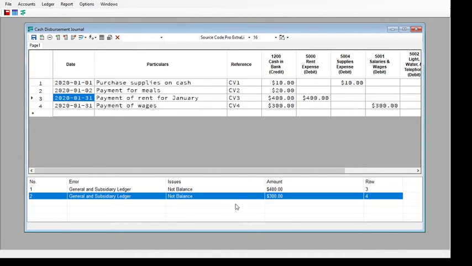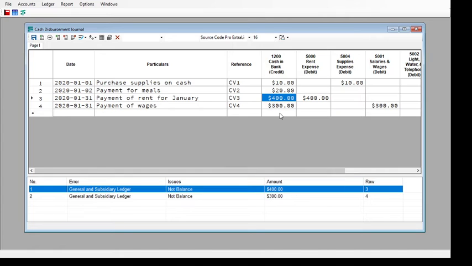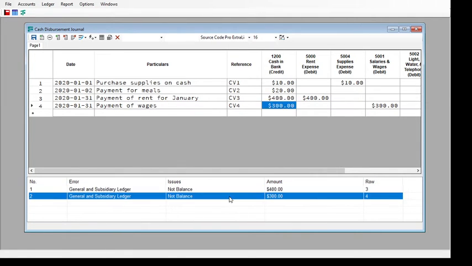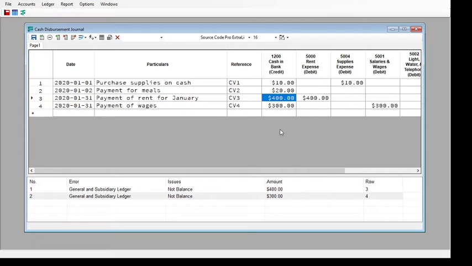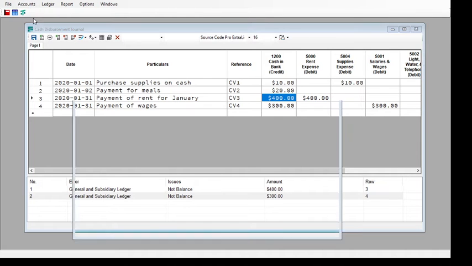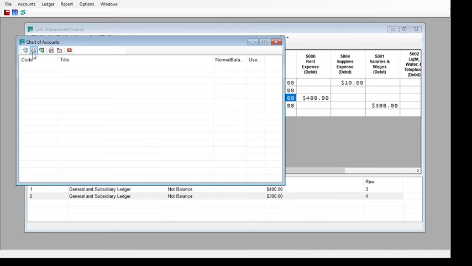And then the other one, same issue, the same error, but the amount is 300 and it is at row 4. So I can actually double click this to go to the specific cell where the error is located, just like the other one. This error arose because I set up my cash in bank to have subsidiary ledgers, and I can see that here at my chart of accounts.